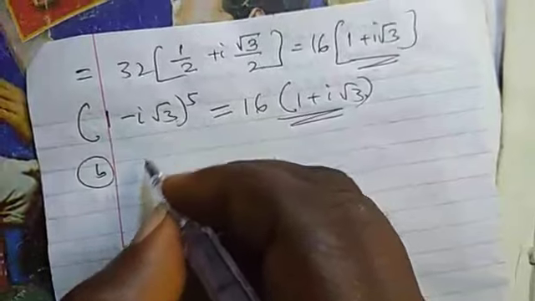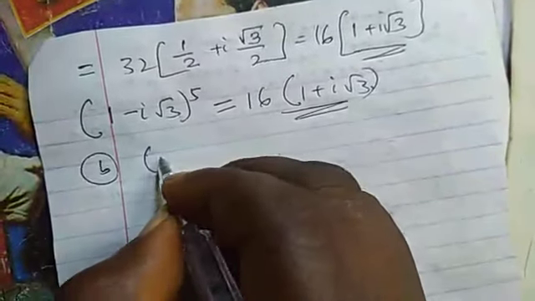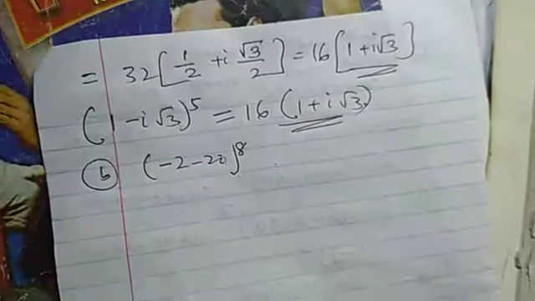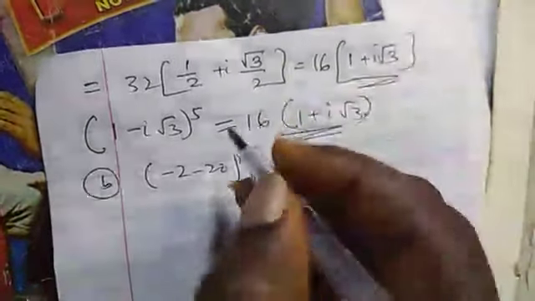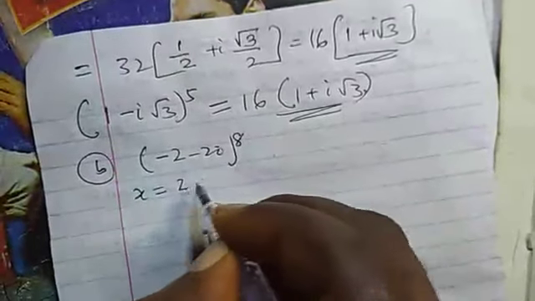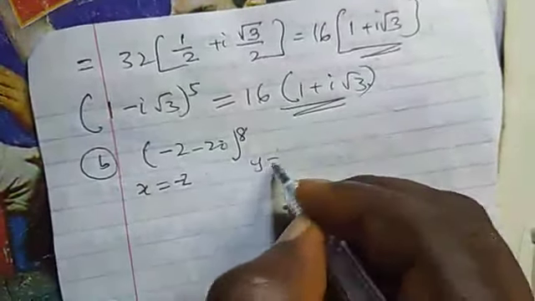Another one is minus 2 minus 2i raised to power 8. Now, that is the second one. So also, we know that our x is minus 2. Our y is minus 2.